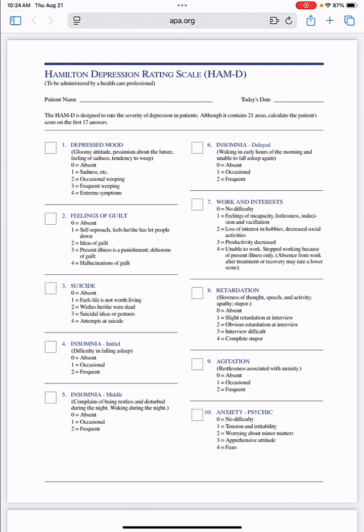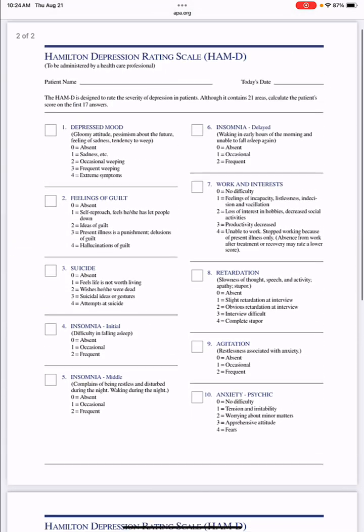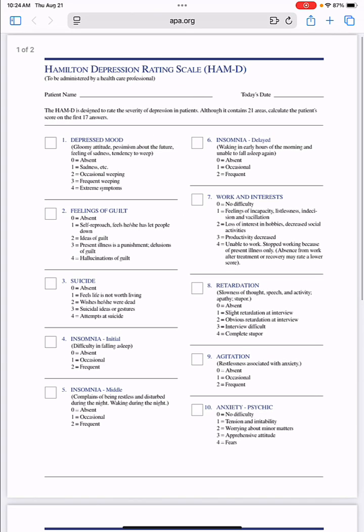So going through, there are 21 areas or questions that are covered in this, the first 17 of which are scored. The last 4 items you do not actually include in the final score, but you still ask about them. Starting out, question number 1, depressed mood: gloomy attitude, pessimism about the future, feelings of sadness, tendency to weep. So 0 absent, 1 sadness, 2 occasional weeping, 3 frequent weeping, 4 extreme symptoms.